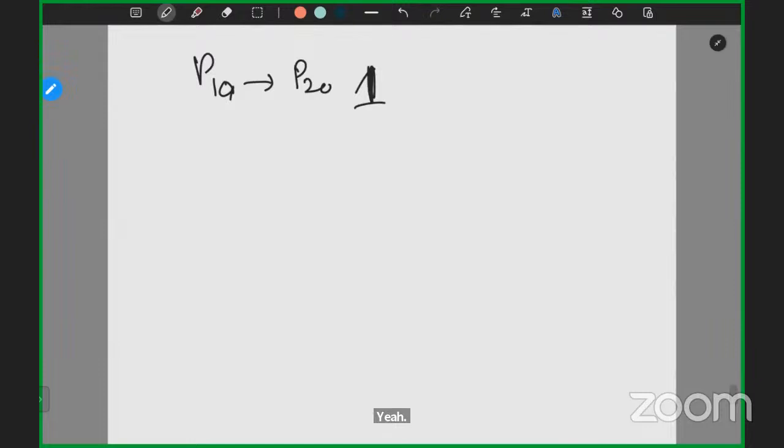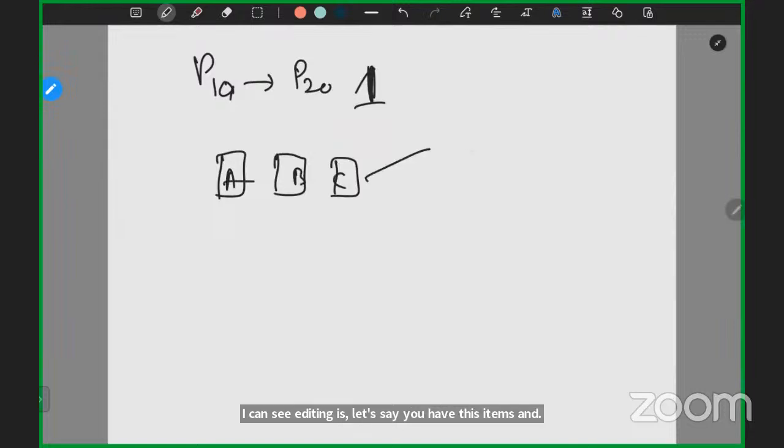Okay. Arranging is, let's say you have these items A, B, C, and you want to arrange them, right? A, B, C, and then A, C, B. This is what arrangement is about.